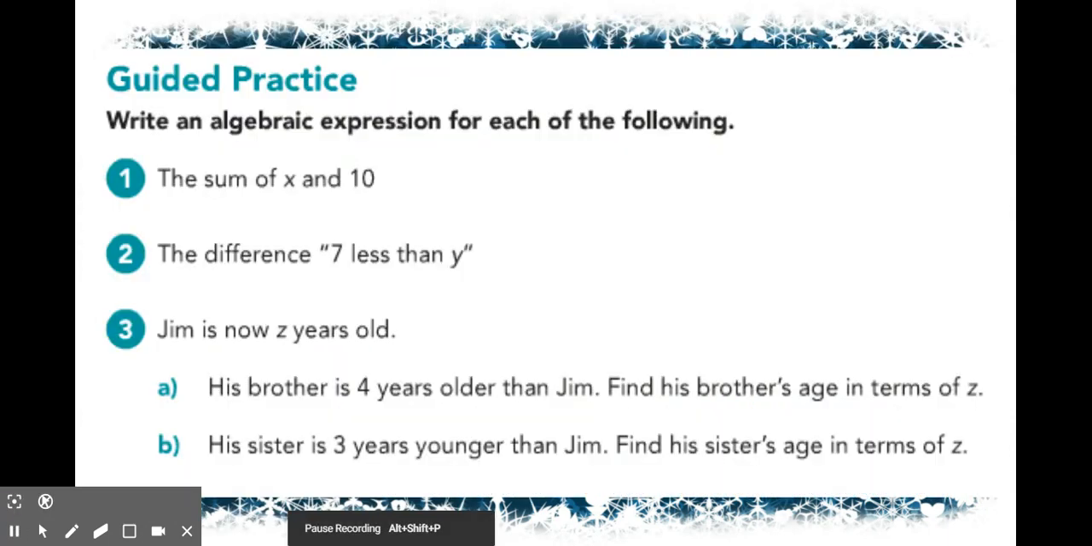So numbers 1 through 3, these are ones for you to practice. So I'd like you to pause the video and try them. And then once you've tried them, press play so you can see how they were solved and see if your answers were correct.